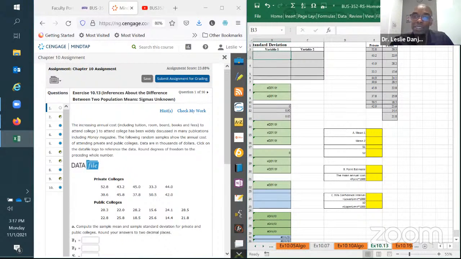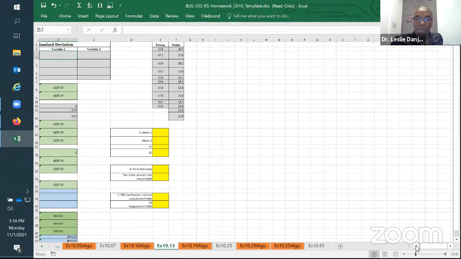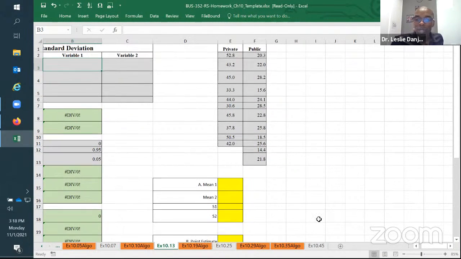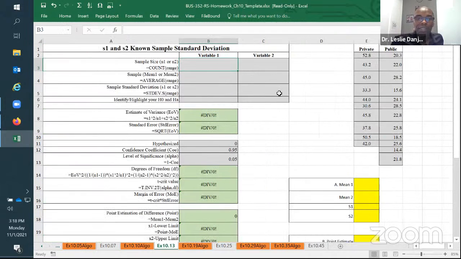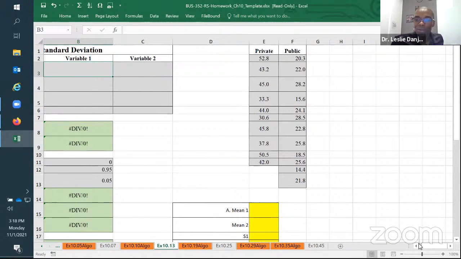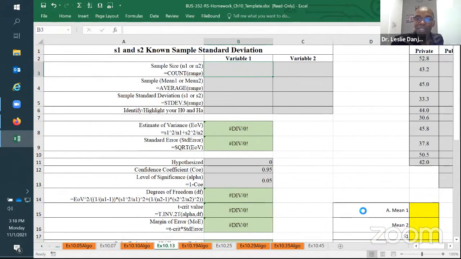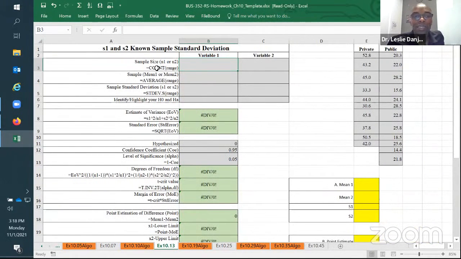And the question is, let me make this bigger so we can see this. The question is, can you find all of this value right here? So how do you find this first one? So let me zoom in just a little bit more. Too much. All right, right there. All right. So if you double click and grab the formula, count, copy, you can paste that in there. What is the range? The range of all your numbers for the first sample, private. All right, and press enter.